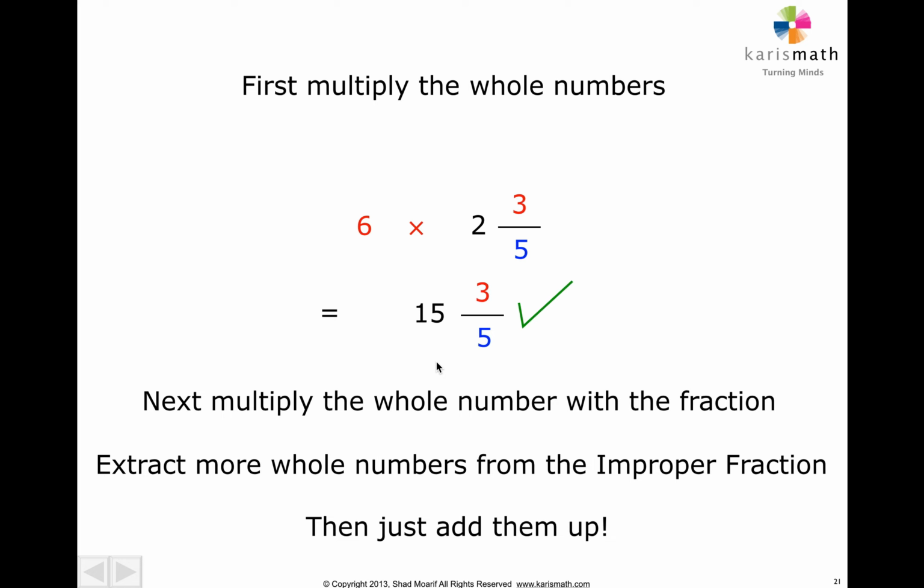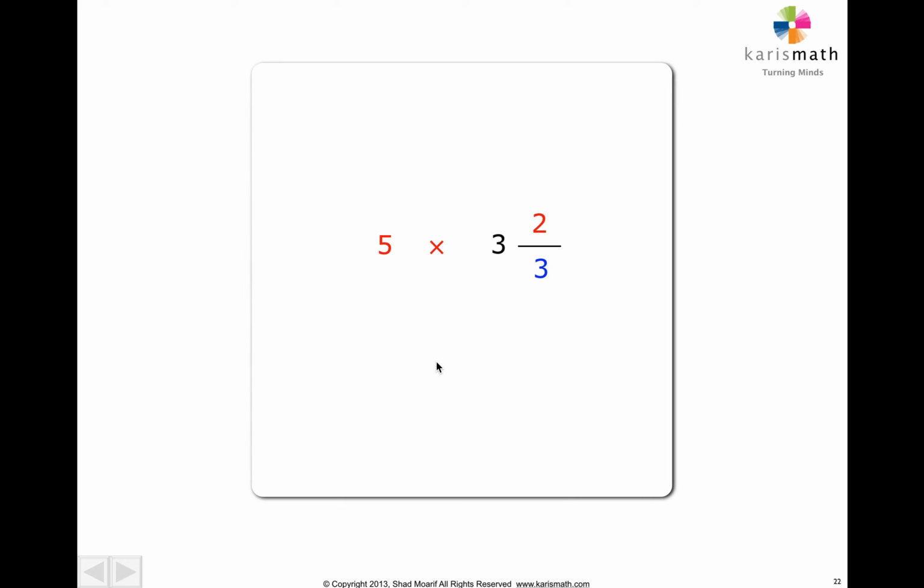Quite simple, not complicated. Try it again. Try another one. 5 times 3 2/3. Look at the method here. First multiply the whole numbers. That's 5 times 3 is 15. Next multiply the fraction. You repeat 5 times. So 5 times 2/3 is 10/3.